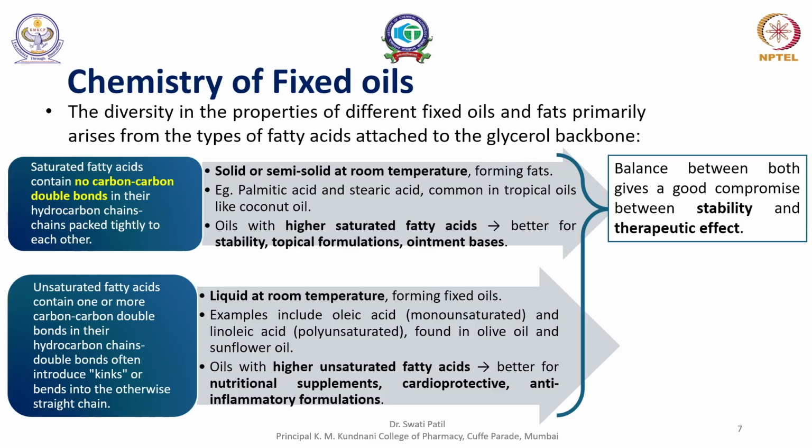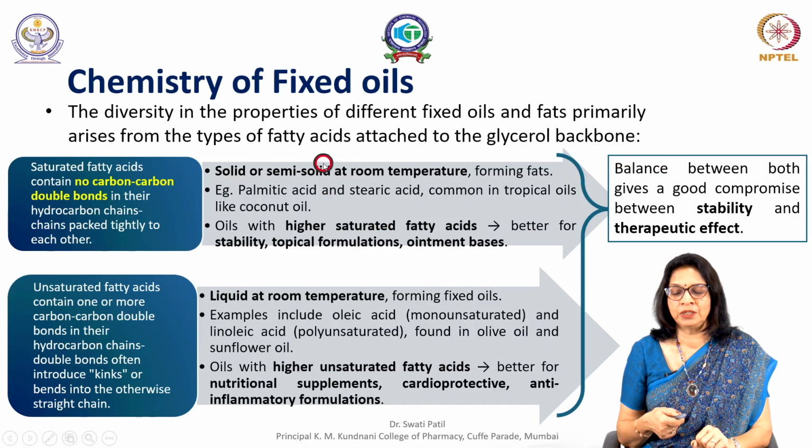The diversity in properties of different fixed oils and fats primarily arises from the types of fatty acids which are attached to the glycerol backbone. So, there are saturated fatty acids and there are unsaturated fatty acids. The saturated fatty acid contains no carbon-carbon double bond in their hydrocarbon chain, and the hydrocarbon chains are packed tightly to each other. So, they are solid or semi-solids at room temperatures, forming fats. For example, palmitic acid, stearic acid, common in tropical oils like coconut oil.